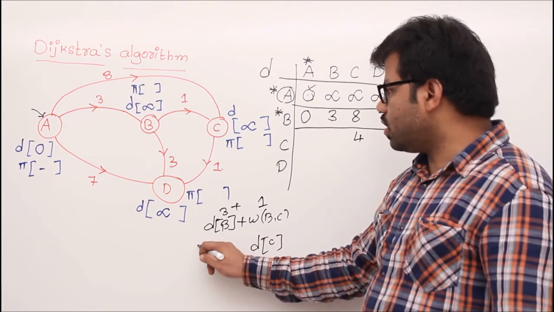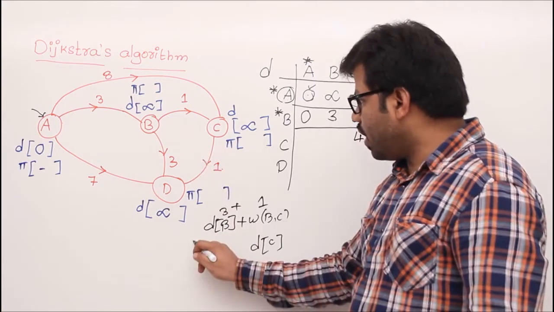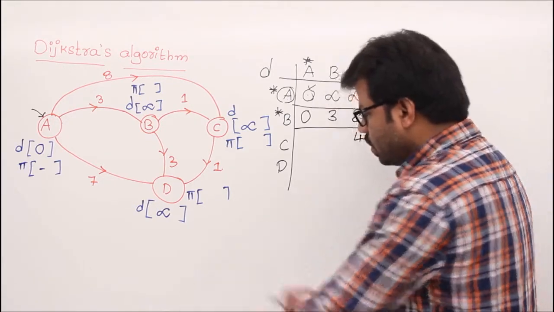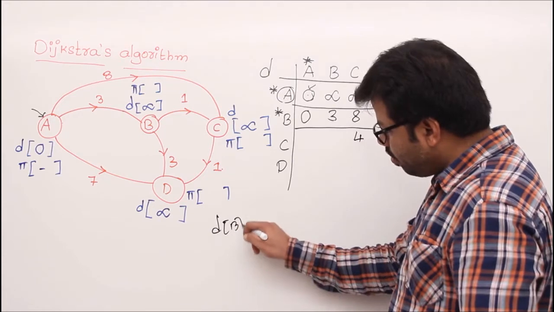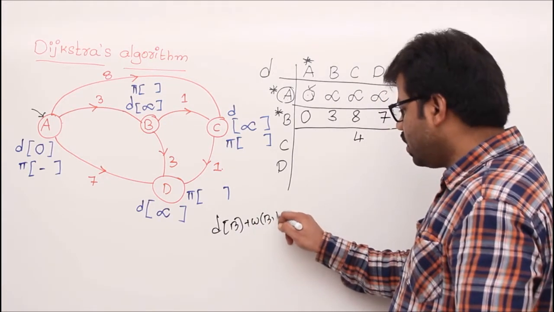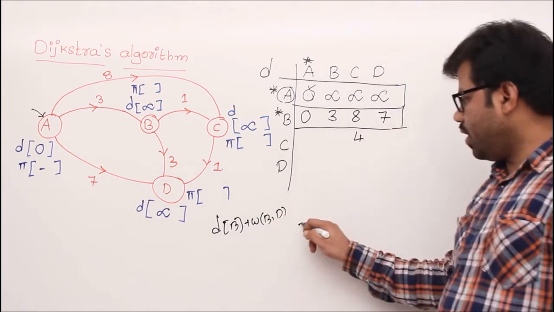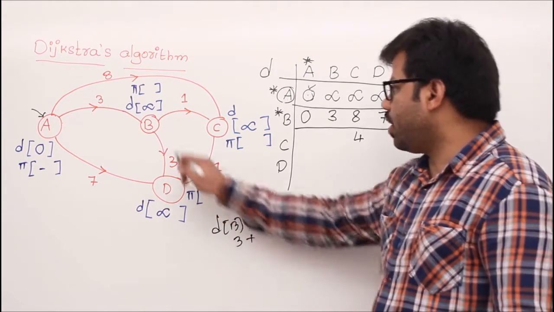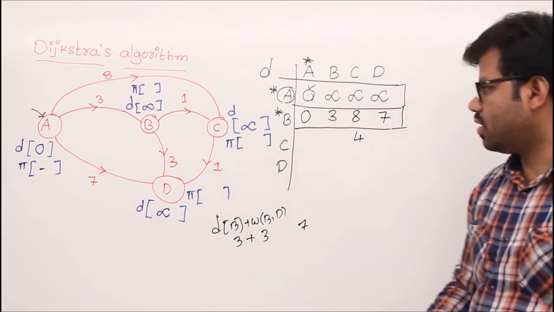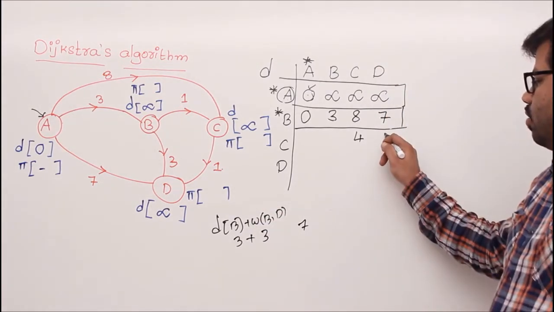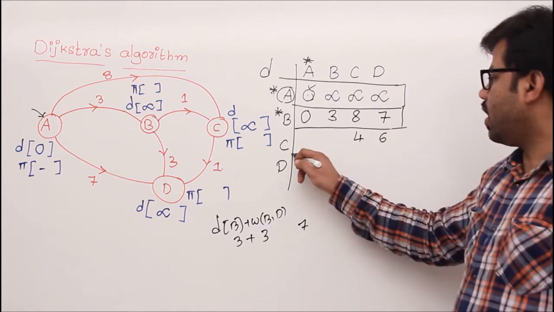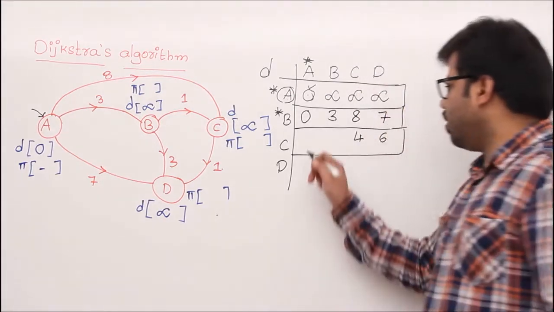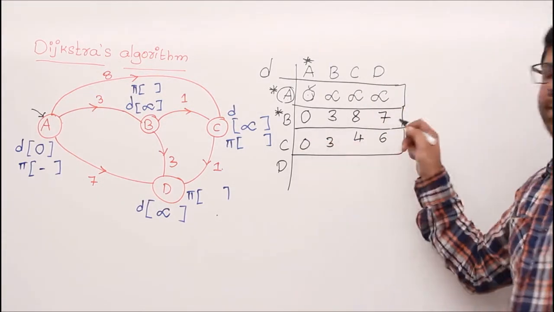Let me list out all the edges to be relaxed. BC, after that BD. We have only 2 edges. Let's relax BD. If I relax BD, what happens is distance of B plus weight of BD versus distance of D. Distance of D is 7. Distance of B is 3, right? Plus weight of BD. Weight of BD is 3. 3 plus 3, 6 is better than 7. Update it. So it becomes 6. So in that way, all the edges of B are relaxed. Now what to do? Then write the remaining values. This is the status of the D matrix.